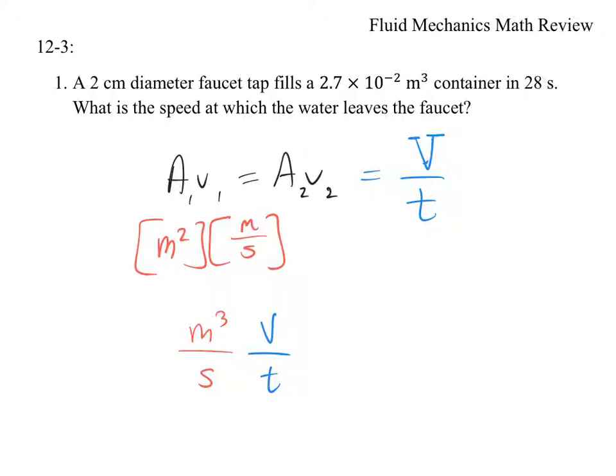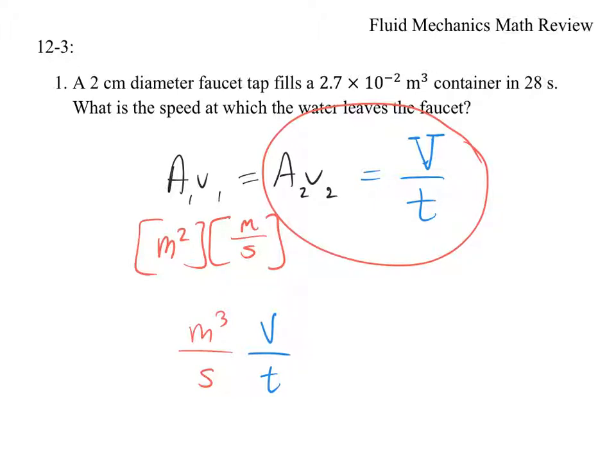Given this problem, we're told that we have a diameter of the faucet. We're told that it fills up a container with a certain volume in a certain time. And the question says, what's the speed? So if I look carefully, I could just use this part of the formula right here instead. For your homework last night, you used A1V1 equals A2V2, and they were pretty easy, right? It was plug and chug. Plug in for one, solve for the other.